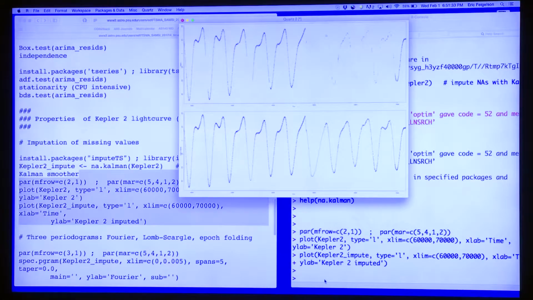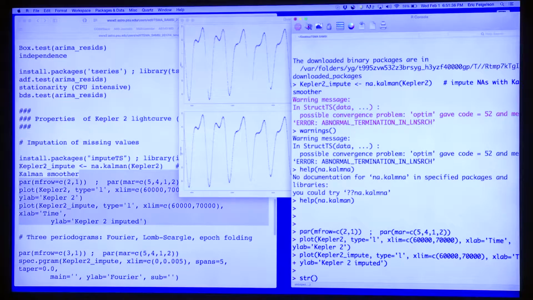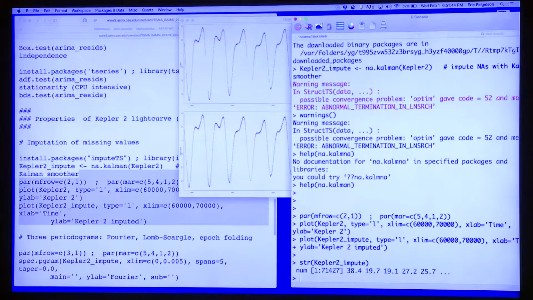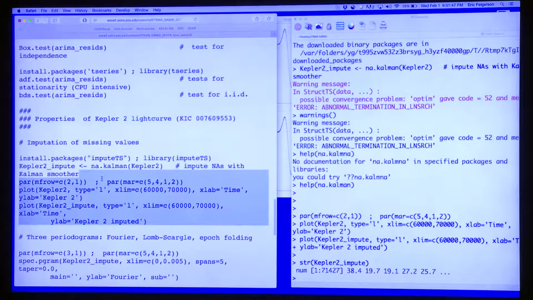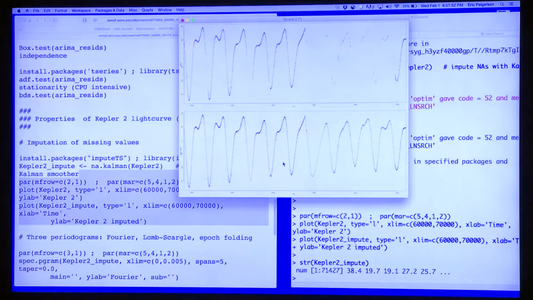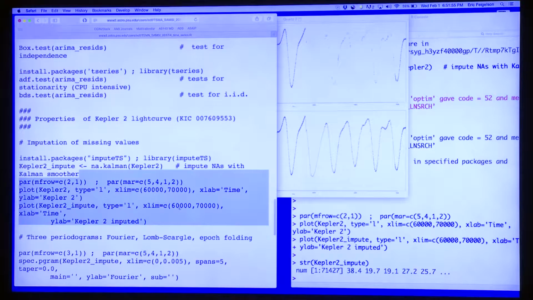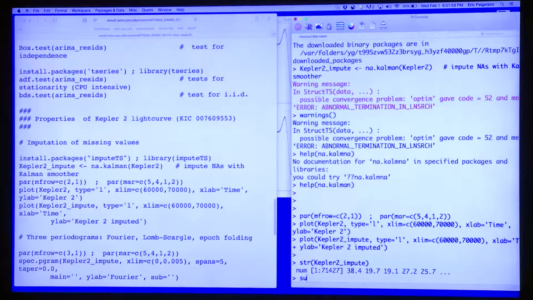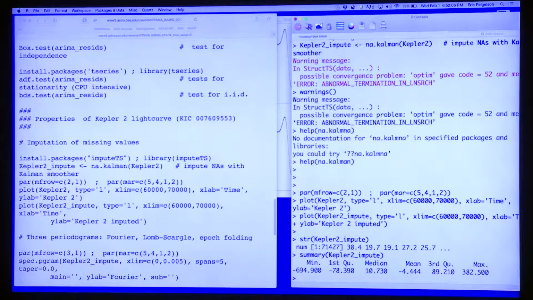I'm actually curious for 1 second. Structure, Kepler 2 impute. That's what I called it myself. Oh no, that's just the values itself. I want all the details. I want to know what order ARIMA it chose. I'd have to dig it out somehow. I don't know how to do it. Okay. Like summary or something? Each author writes their own summary the way they want to, and sometimes they're really informative, and sometimes they're sort of stupid. It's just a vector. 71,000 data points. Didn't do anything.